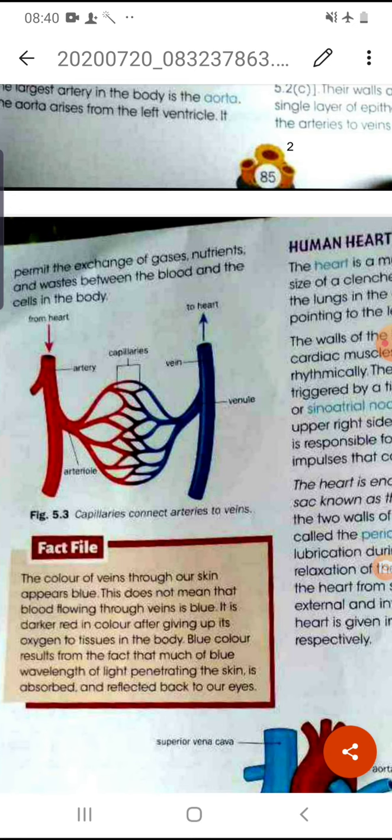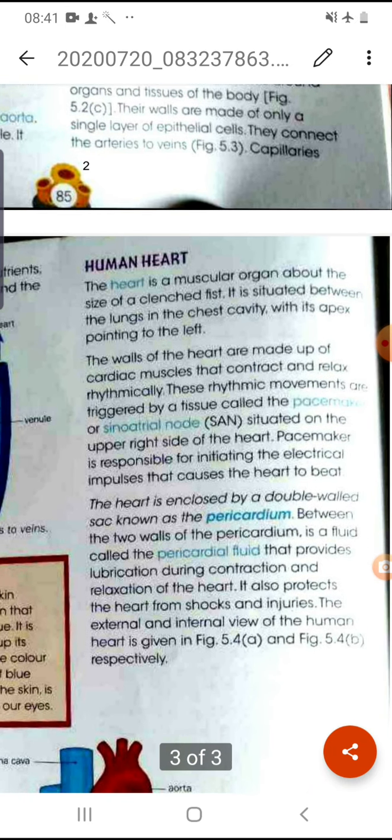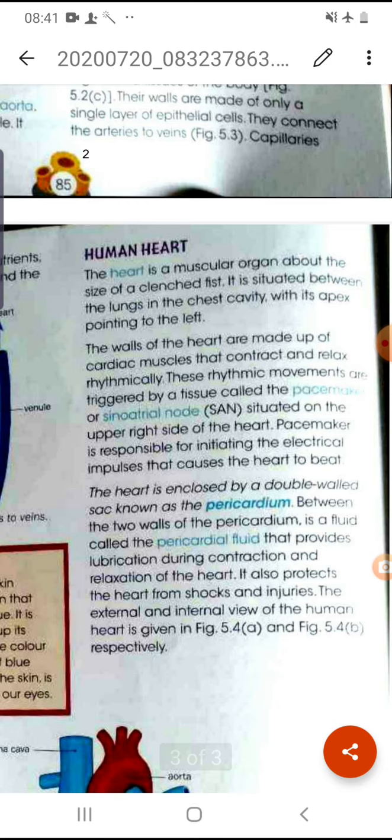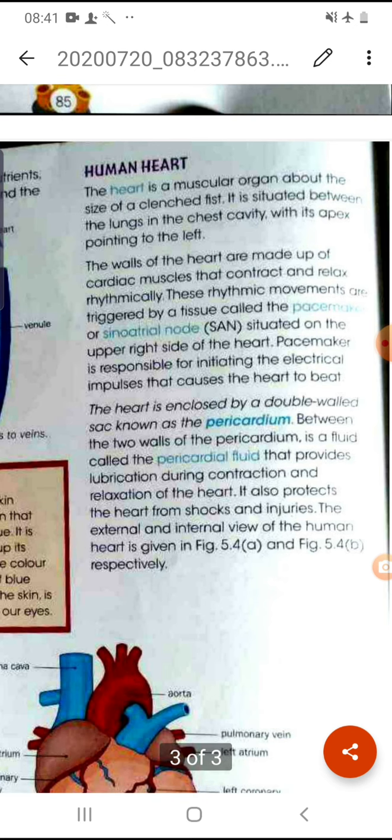Okay, next is our heart. So you can see this is the structure of our heart. This is the human heart. The heart is a muscular organ about the size of a clenched fist.